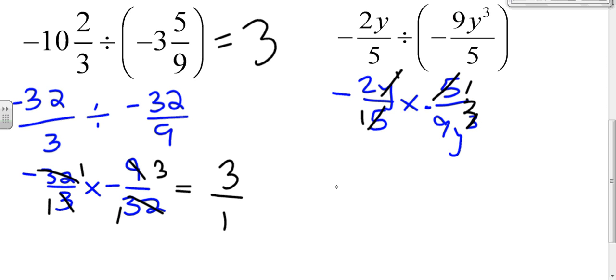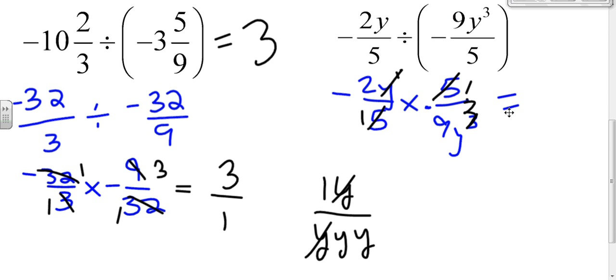To understand that a little bit more, just see what happens when these are both on top of each other. y to the first over y to the third, right? If I reduce these, I just end up with 1 over y squared. That's why this becomes 9y to the second power. And then I'm just going to multiply straight across. Negative 2 times negative 1 is positive 2. 1 times 9y squared is just 9y squared.